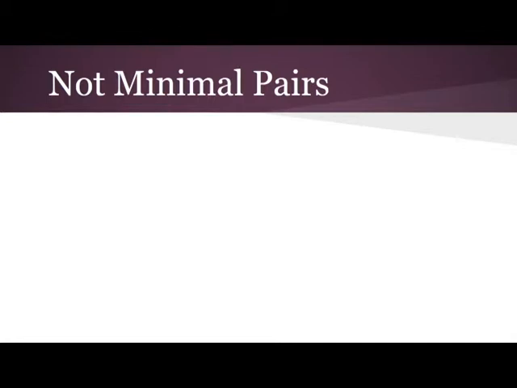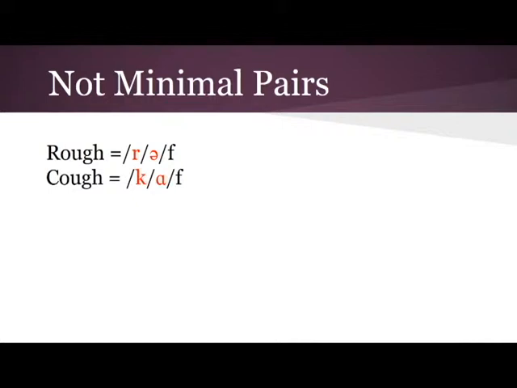Now we are going to look at some words that seem like they could be minimal pairs because they look similar, but they actually are not because they differ in more than one phoneme. For example, rough and cough have all the same letters, but when you say the words, you can tell that the first 2 phonemes are different. R, f, and k, a, f.